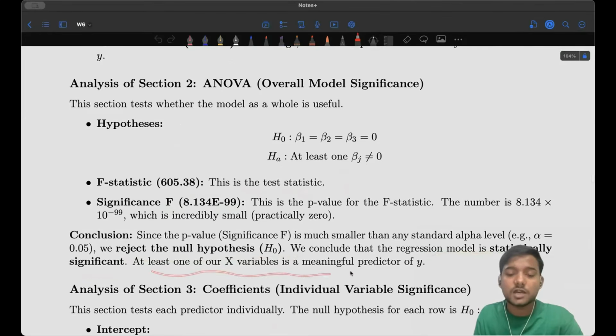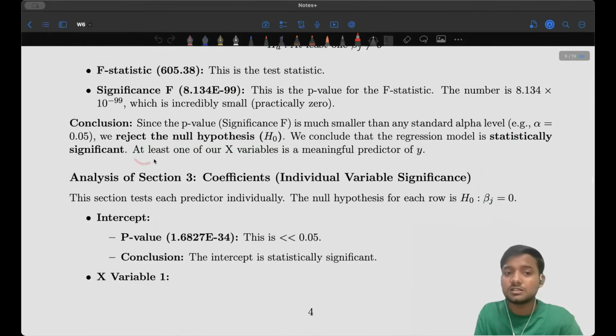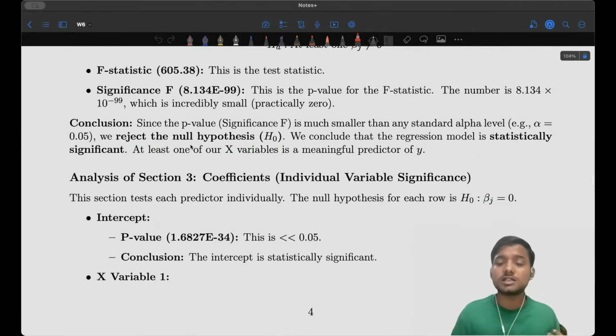At least one of our x variables is a meaningful predictor of y. Remember, this is for at least one. So maybe I am doing analysis for 5 variables. Out of 5, maybe 2 are not significant, but still this test will say the overall model is significant because at least one of the variables is going to be significant.